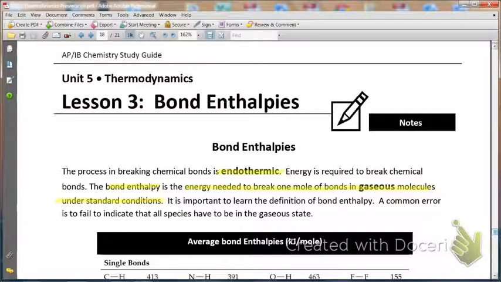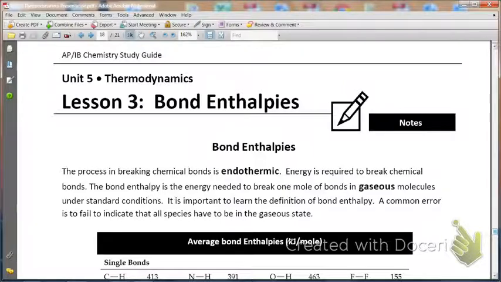Also, it is important to learn this definition of bond enthalpy, but a common error in the definition is that a lot of students fail to indicate that all species have to be in the gaseous state. Alright? So the idea we can take away is that bond enthalpy is the amount of energy needed to break chemical bonds.